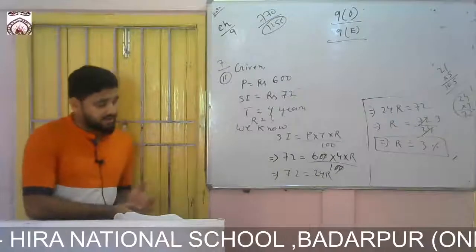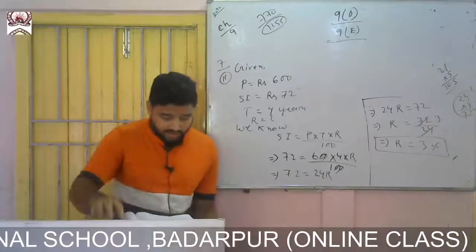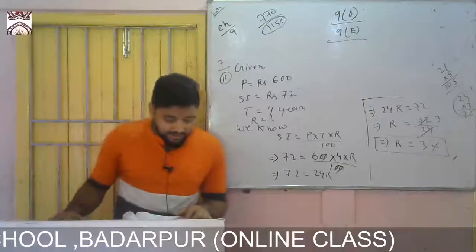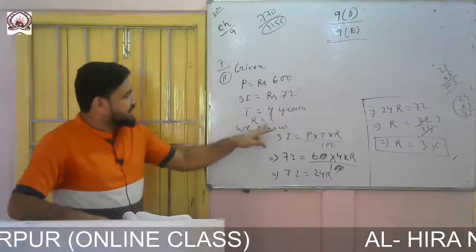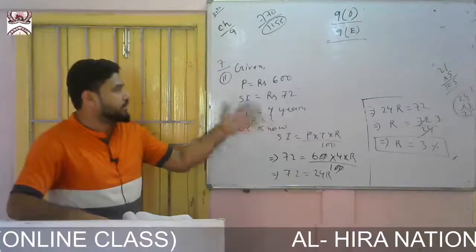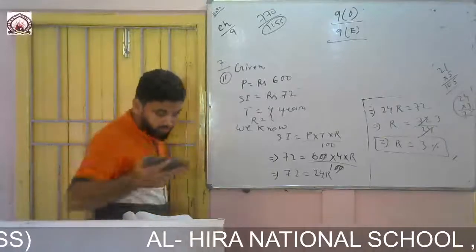Okay. Now come to question number 8. Question 2 I have done. So from question number 8, find the time. Just now we found the rate of interest. Now time is not given, rate of interest is given. We need to find the time. So same thing. Let us practice too.